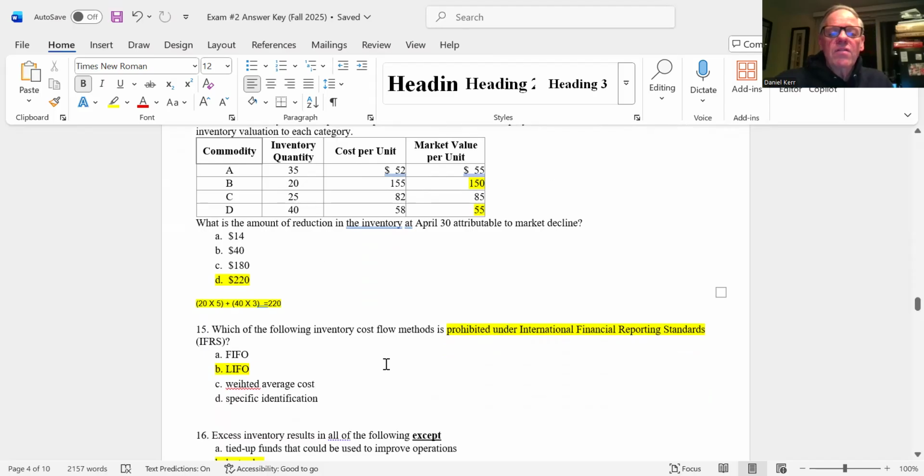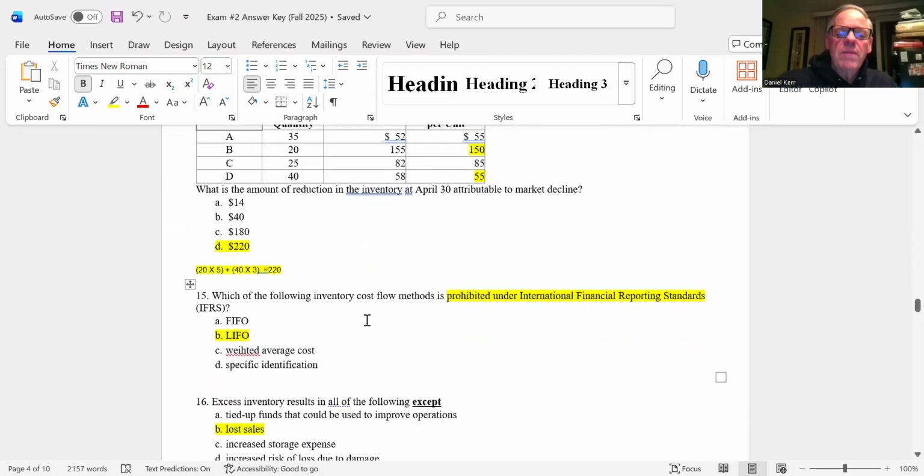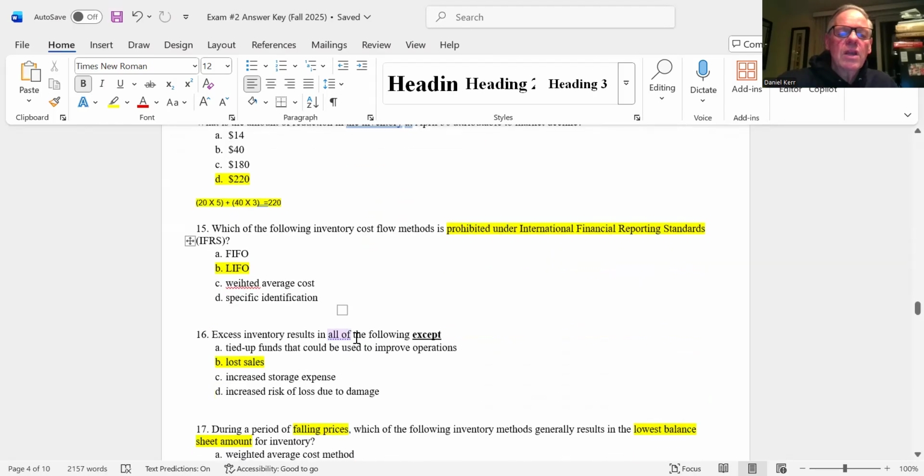15, which of the following cost flow methods is prohibited under international financial reporting standards? International standards do not recognize the LIFO method. So the answer there is LIFO.